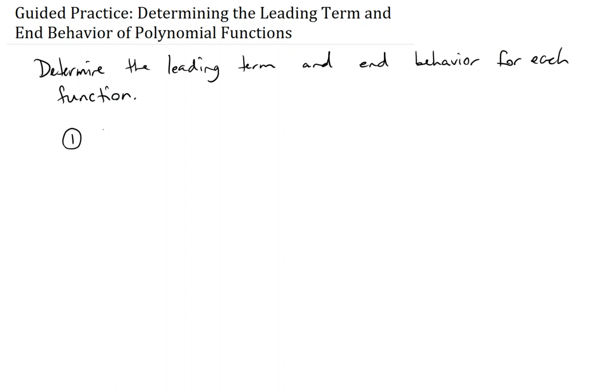Problem 1, the function that I'll give you is f of x equals 1/2 x minus 3/4 x to the 6th. Now when you look at this polynomial, it is simplified, meaning there's nothing to multiply together, so the leading term is very quick to identify. You may want to think about rewriting the polynomial in descending order, and then the leading term will literally be the first term that you see.